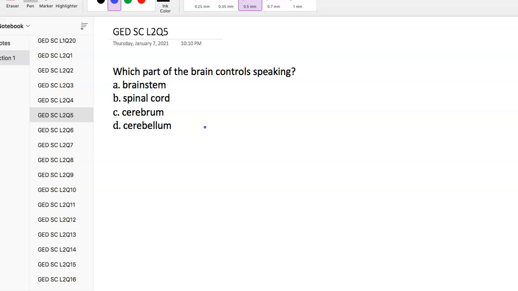Okay, which part of the brain controls speaking? Right, and so we want to be familiar specifically with the cerebrum and the cerebellum, the differences. Hopefully we didn't at least pick spinal cord. Like, we should have at least been able to eliminate that one, right? The spinal cord has nothing to do with speaking.